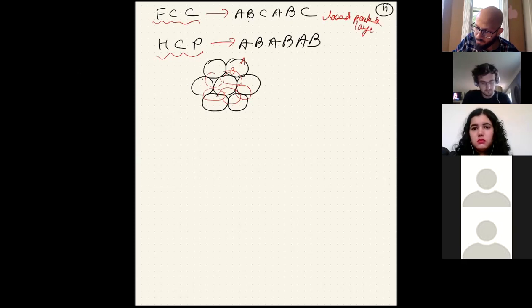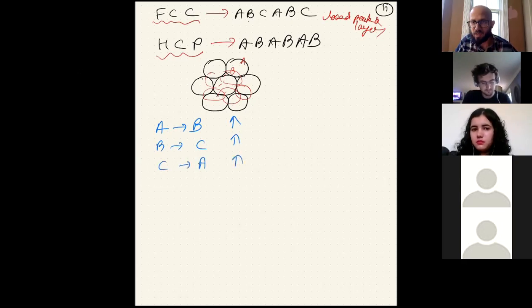And you can map this into an Ising model. How do you map this into an Ising model? You say that if between two layers, A is going to B, let's call it a plus spin. If B is going to C, also call it a plus spin. If C is going to A, also call it a plus spin. So if you have this type of arrangement, A to B, or B to C, or C to A, let's call it a plus, which is like a clockwise arrangement.